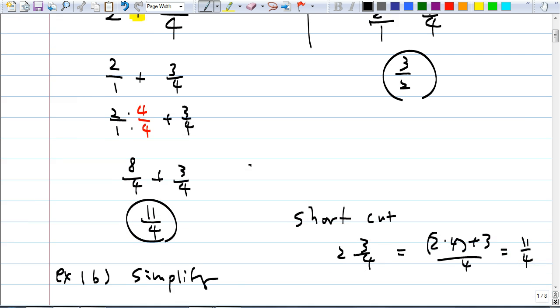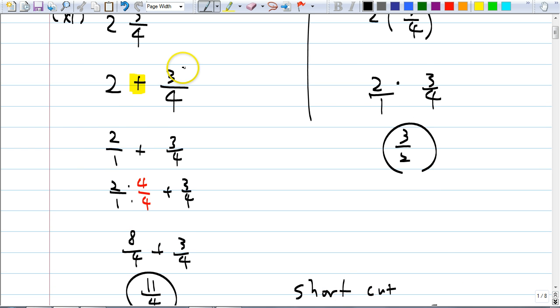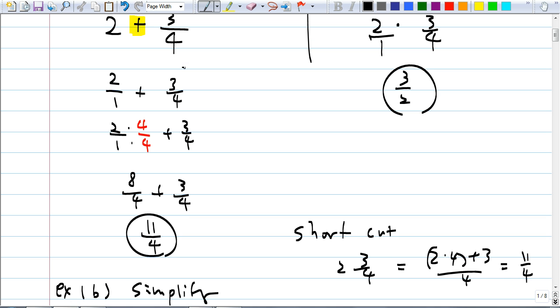And yeah, a lot of you did this shortcut in your head, but you're not really using any algebraic steps here. You're just using a shortcut. I'm just kind of making a point here. You could do the shortcut, but remember this is what you're doing. Remember that the operation between 2 and 3/4 is really addition. Okay, let's do example 1b.